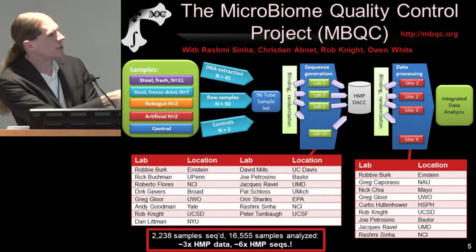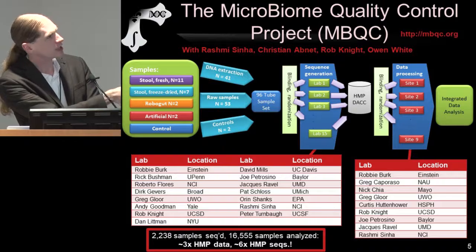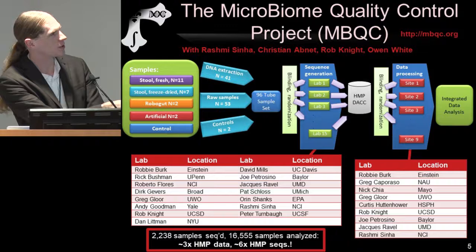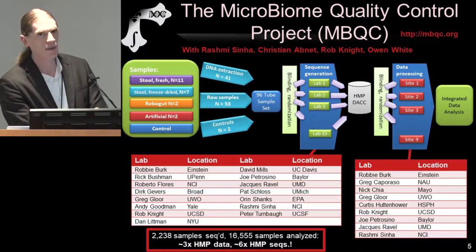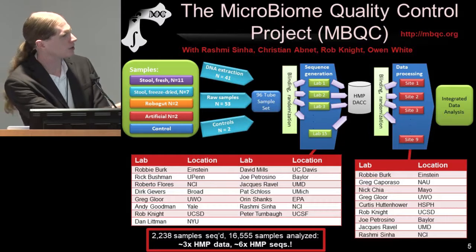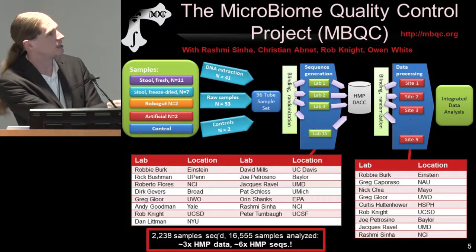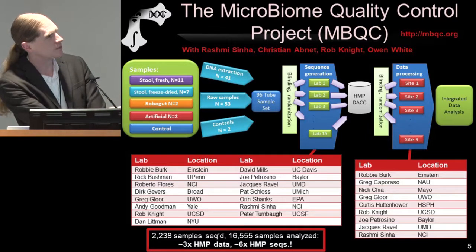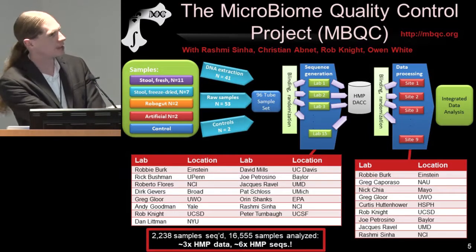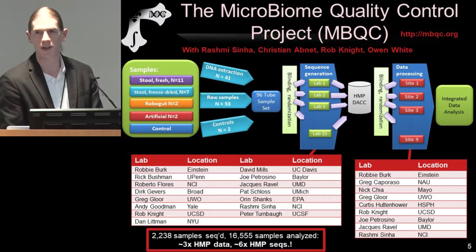These were replicated and triplicated. Some of them were centrally extracted. Some of them were sent bulk. And then again, some of these were controls to make up a single 96-tube sample set that was blinded and sent to a total of 15 different participating labs for generating data. These data were then again blinded and randomized and sent to a total of 9 participating labs for downstream bioinformatics.